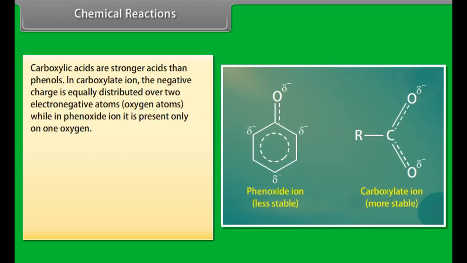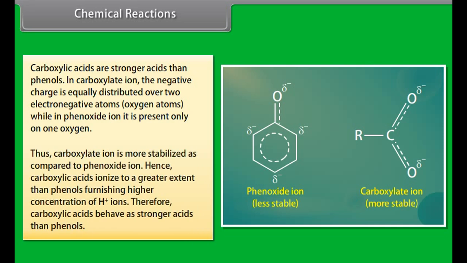Chemical reactions. Carboxylic acids are stronger acids than phenols. In the carboxylate ion, the negative charge is equally distributed over 2 electronegative atoms, that are oxygen atoms, while in the phenoxide ion it is present only on 1 oxygen. Thus, the carboxylate ion is more stabilized as compared to the phenoxide ion. Hence, carboxylic acids ionize to a greater extent than phenols, furnishing a higher concentration of hydrogen ions. Therefore, carboxylic acids behave as stronger acids than phenols.